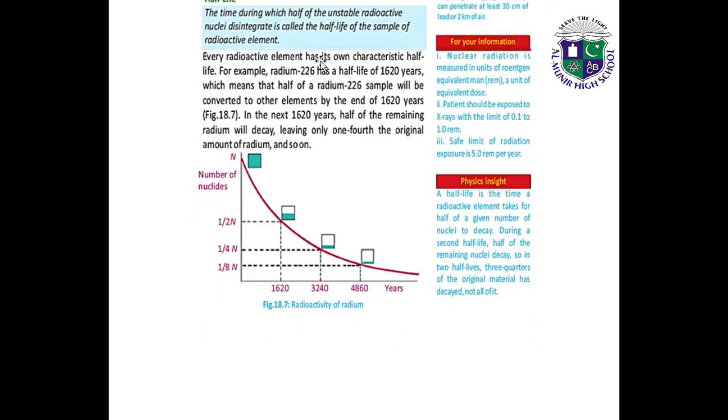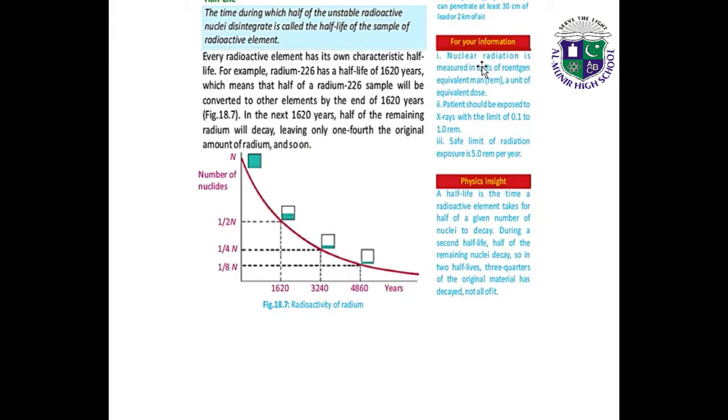Every radioactive element has its own characteristic half-life. For example, radium-226 has a half-life of 1620 years, which means that half of a radium-226 sample will be converted to other elements by the end of 1620 years. In the next 1620 years, half of the remaining radium will decay, leaving only 1/4 the original amount of radium, and so on. So this graph shows the radioactivity of radium.